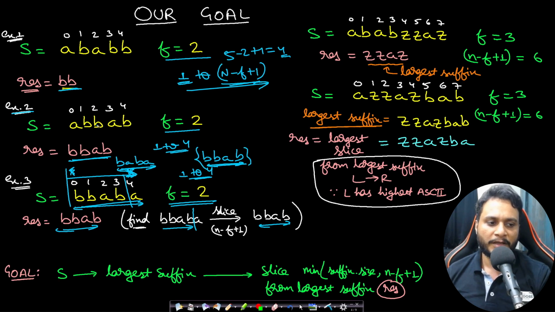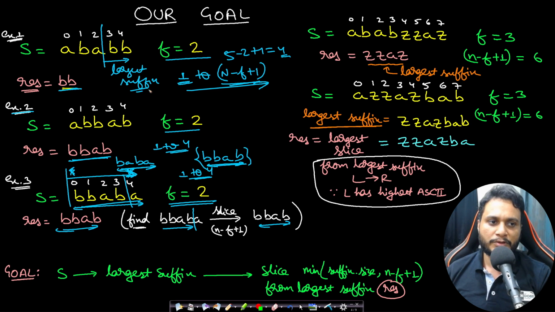So if you think about how I am deciding on what substring I should consider, in all these three examples you will note that whenever we try to pick a substring choice, it was always the largest suffix.